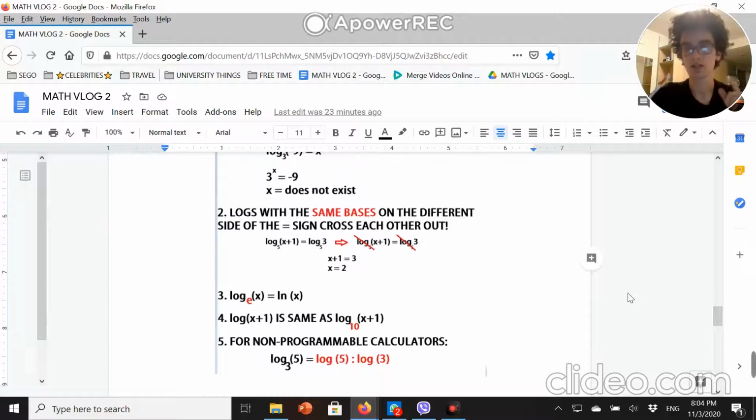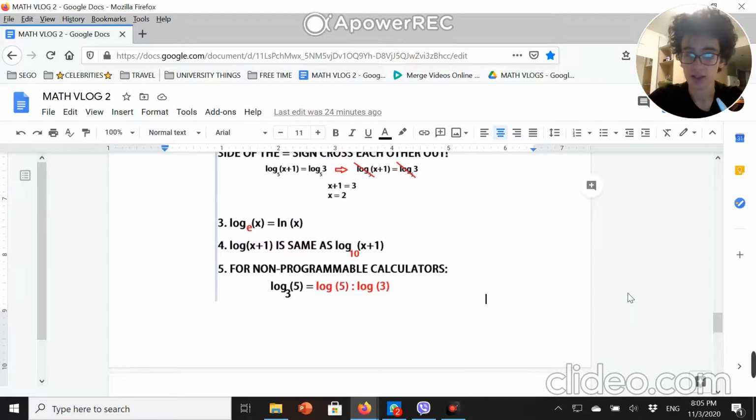But please be careful. This applies only when logs have the same bases and are on different sides of the equality sign, which means: sign equal, logs different, same bases, and that's it.